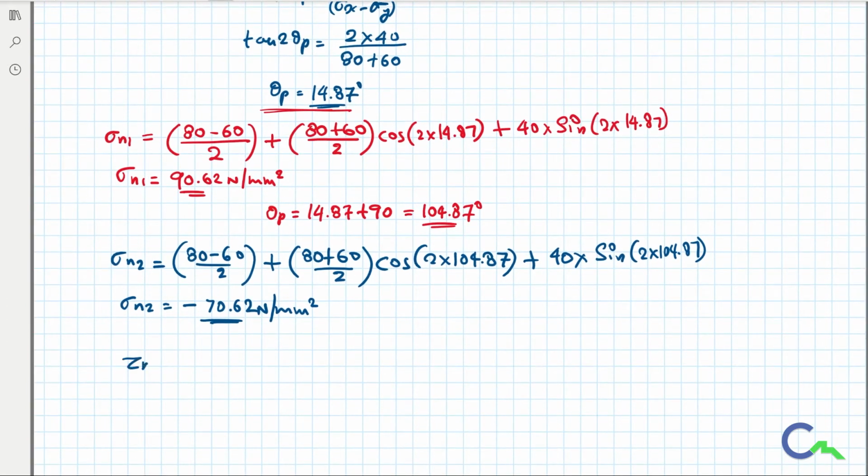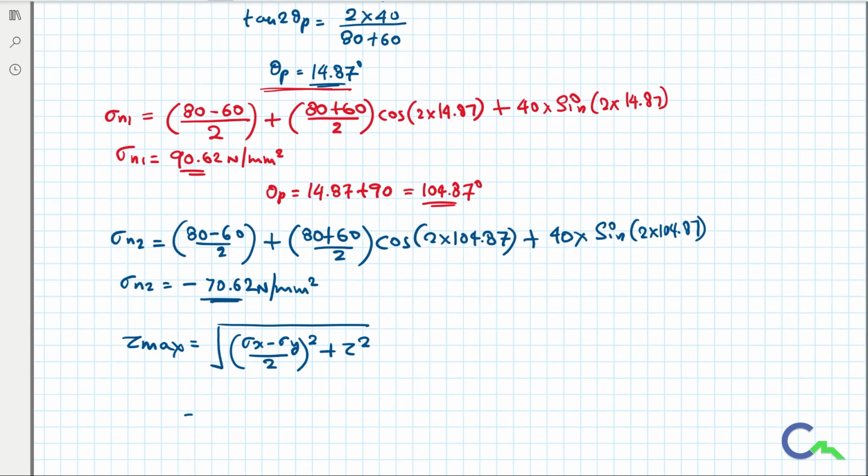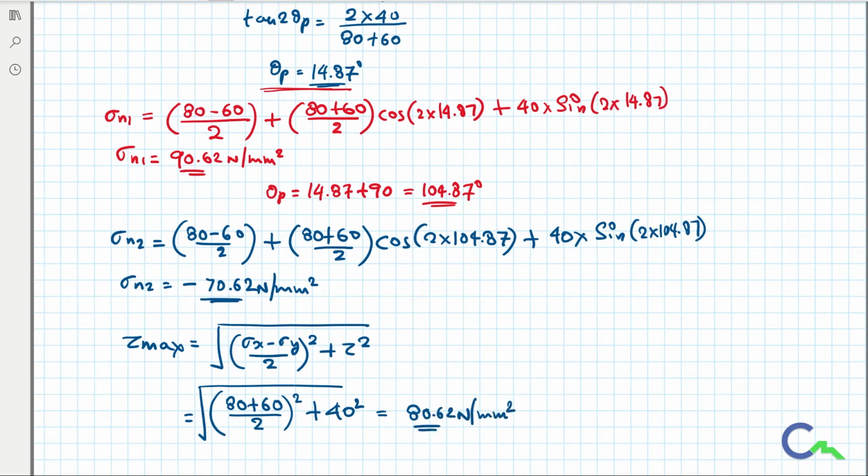Now tau maximum we have to find, that is maximum shear stress. For that we have the formula: root of sigma x minus sigma y divided by 2 whole square plus tau square. If I substitute the values, that is 80 minus of minus 60 is plus 60, divided by 2 square, plus 40 square. So root of this particular value, tau max, we are going to get 80.62 Newton per millimeter square. So till now we did the analytical method.